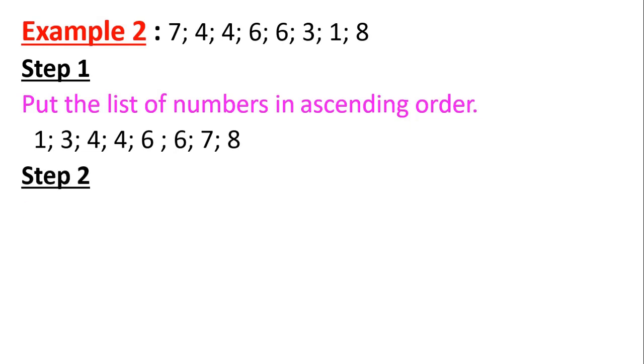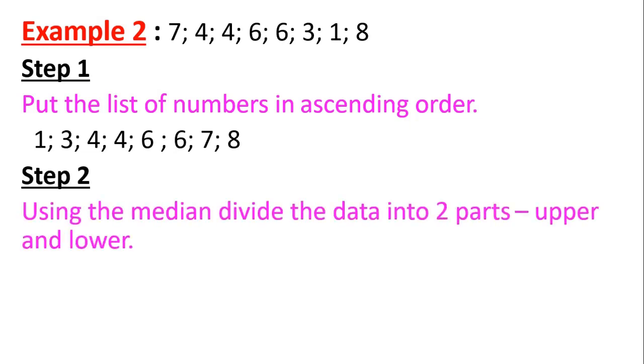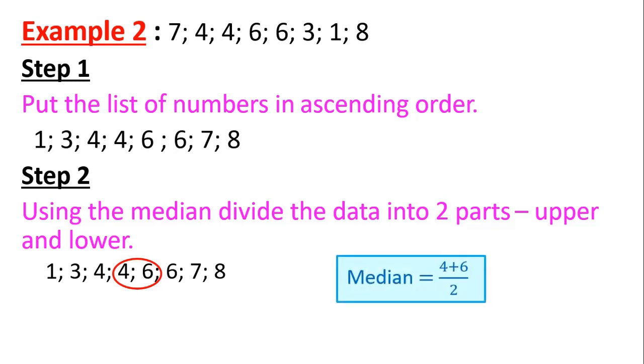Next thing, step 2. Using the median, divide the data into two parts, an upper and a lower part. So here is our data. That is where our median is. Because there's an even number, the median will be between 4 and 6. How do we work that out? Well, for the median, you add the two numbers together and divide by 2. And so my median will be 5.